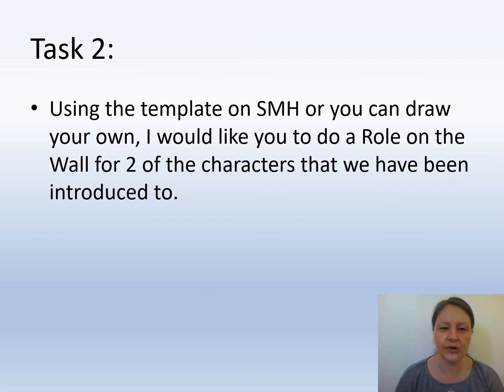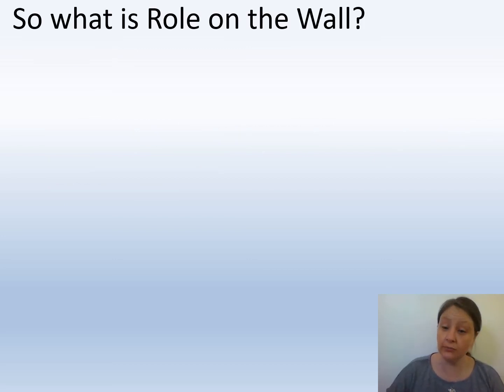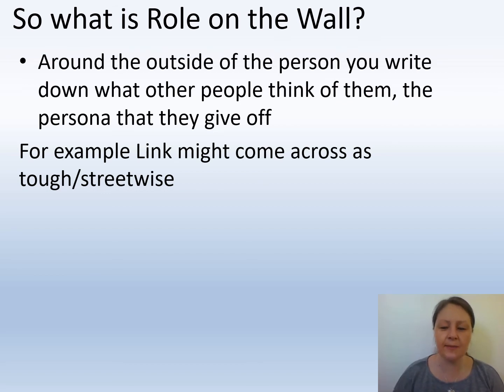After you've done that, what I'd like you to do is, using the template on Show My Homework, or you can draw it freehand, do a role on the wall for 2 of the characters that you've been introduced to. So you might do Link and Vince. Okay? So, a role on the wall. What is it? You have a picture of a person, and around the outside of the person you write down what other people think of them, the persona that they give off. So for example, if I was doing a role on the wall for Link, I might write around the outside that he's tough, people think he might be streetwise, he might be older than what he really is, and that's what other people think.